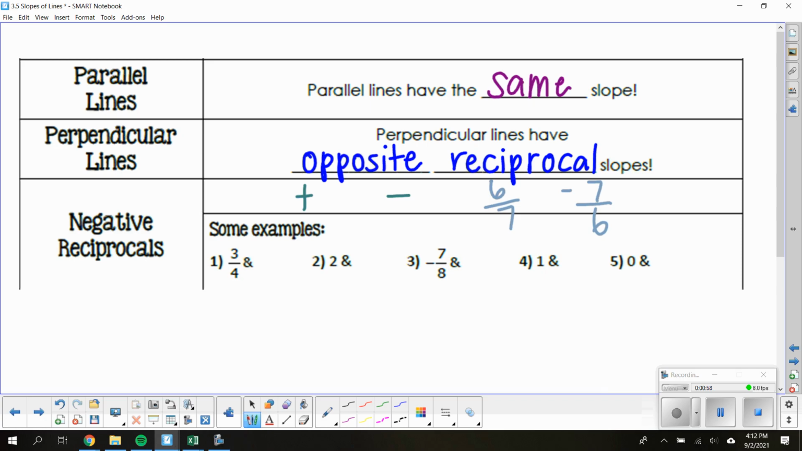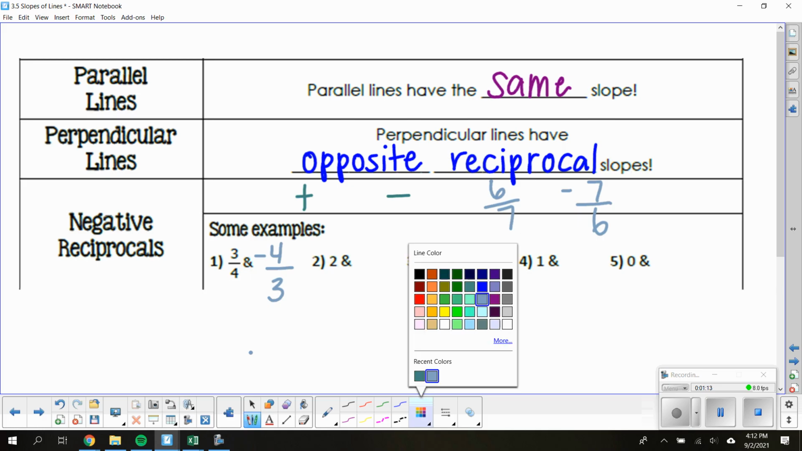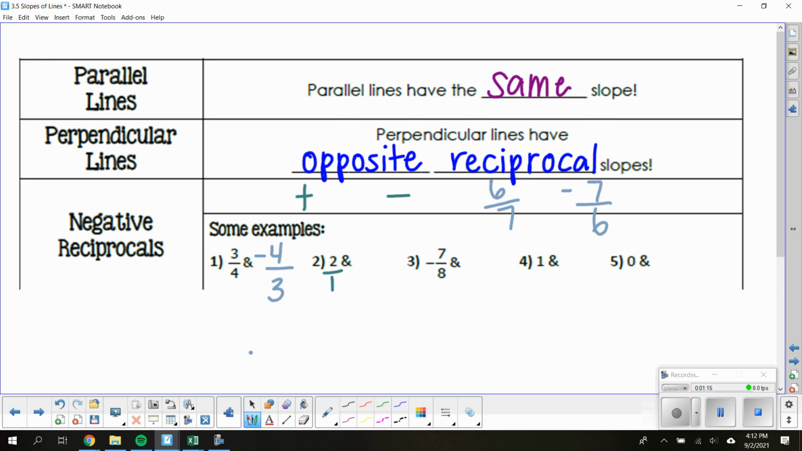So, in example 1, since I am a positive slope, that means my negative has to be negative, and then I just flip my fraction over. So 4 comes on top, and 3 comes on bottom. That would be a reciprocal. 2, now to write 2 as a fraction, I can make it 2 over 1. So if I flip it over, it's now 1 over 2, and since it's positive, this guy needs to become negative. And 3 is already negative, so I can make it positive, and then flip that fraction over, 8 over 7.